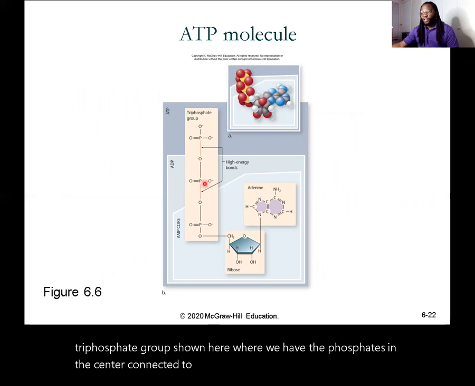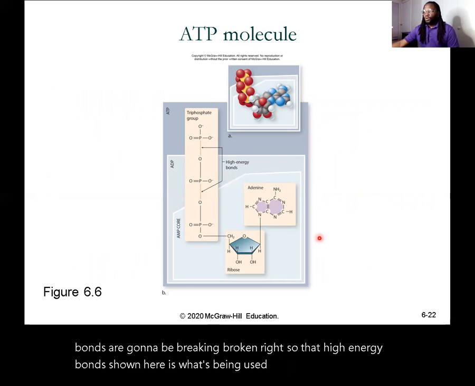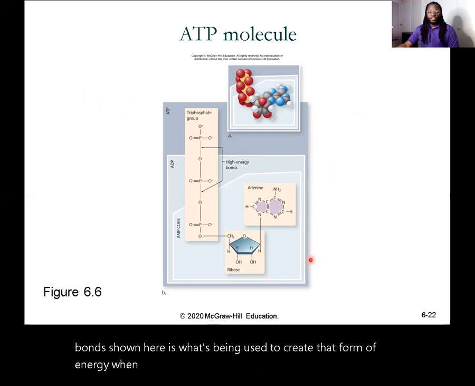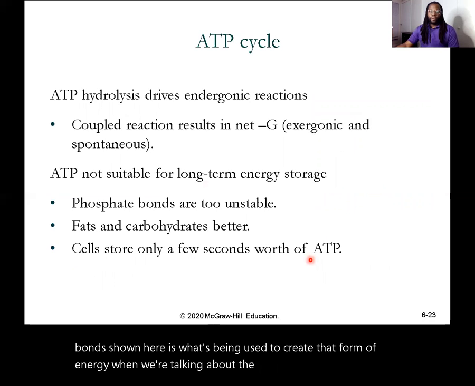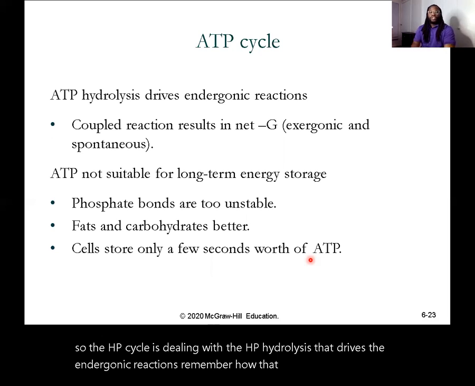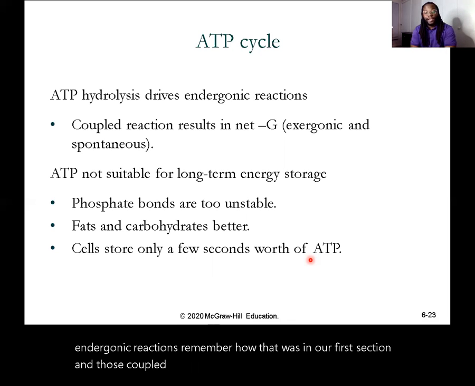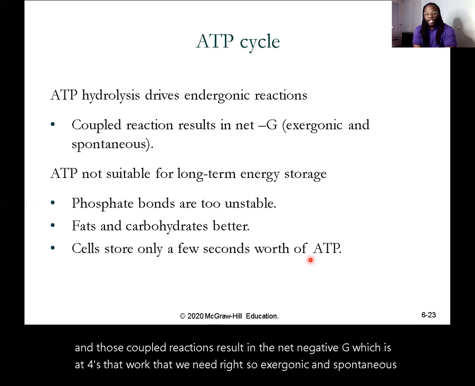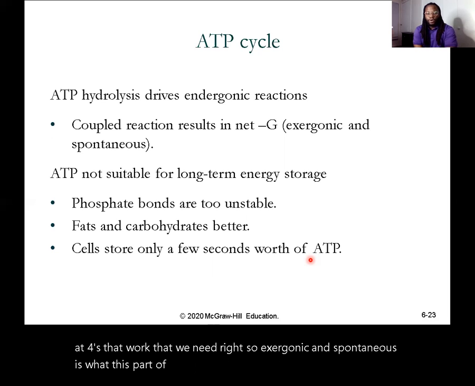Now, the energy bond shown here is what's being used to create that form of energy when we're talking about usage within the body. So the ATP cycle is dealing with the ATP hydrolysis that drives the endergonic reactions. Remember how that was in our first section. And those coupled reactions result in the net negative G, which is that force, that work that we need, right? So exergonic and spontaneous is what this part of the hydrolysis is.